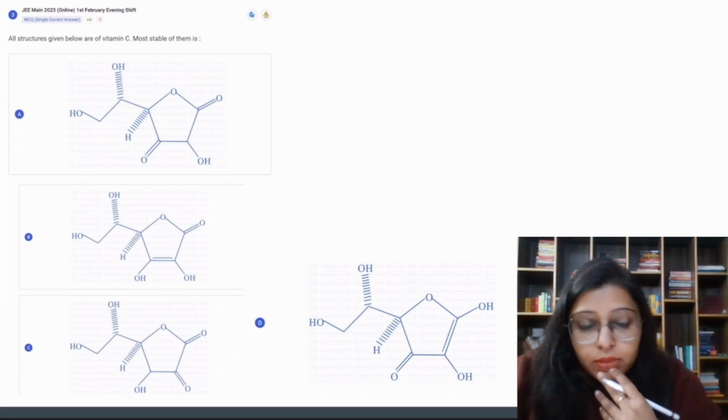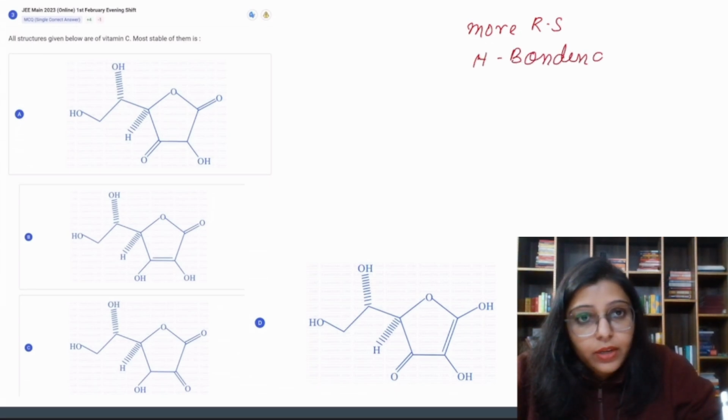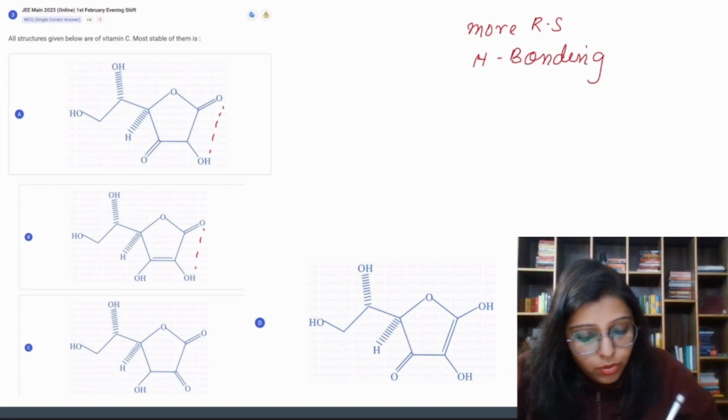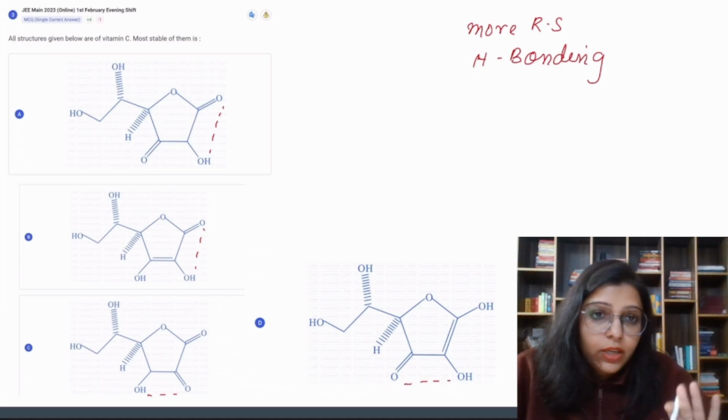Most stable of them is? So see, all structures are. So it means the one which has more resonating structures or hydrogen bonding is going to be more stable. So you have to analyze hydrogen bonding and resonance. So look, we can have one hydrogen bonding here, one here, and here also we can have one hydrogen bonding. So hydrogen bonding is going to be the same.